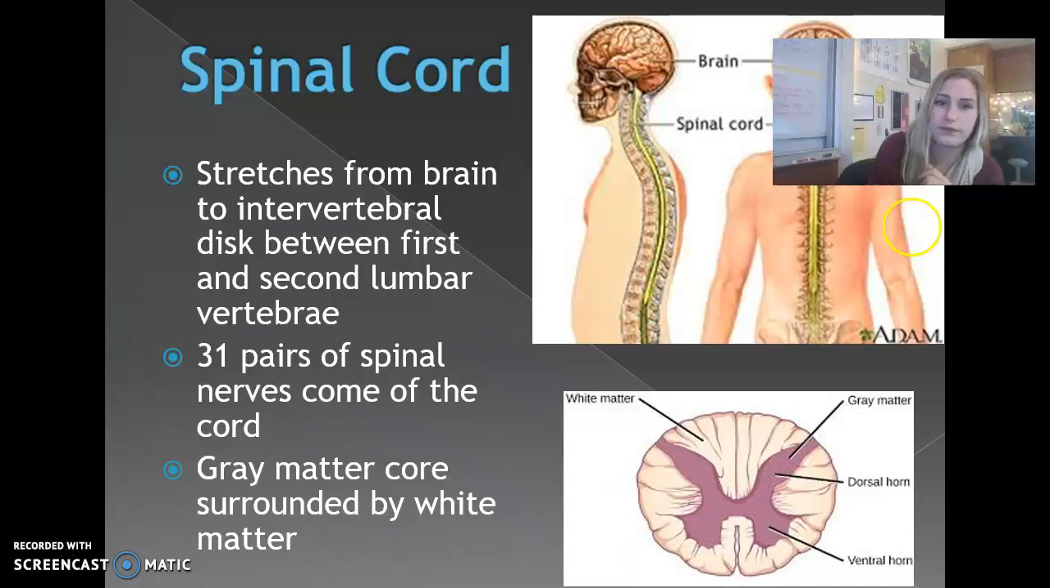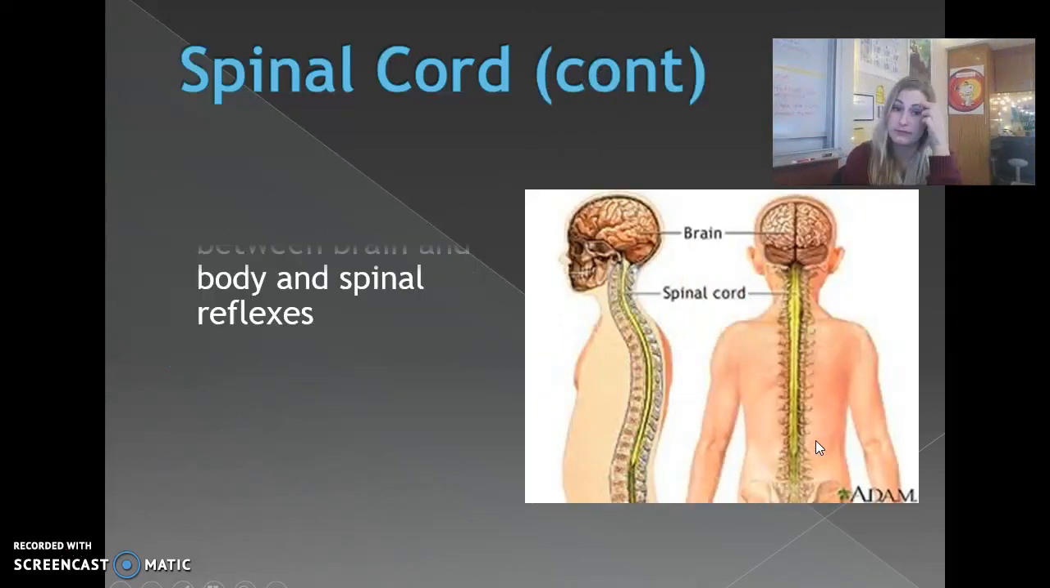And the gray matter is going to be opposite of the brain. In our brain, we see the gray matter on the outside and the white matter on the inside. For your spinal cord, it is the exact opposite. We see the gray matter on the inside and the white matter on the outside. And that's just some typical structure anatomy.